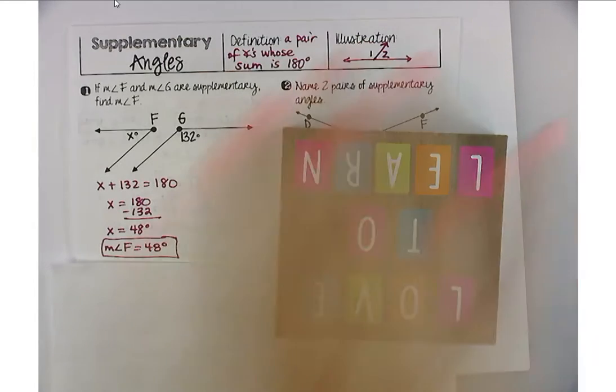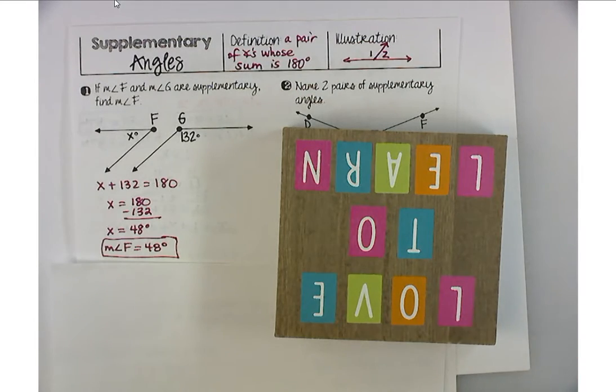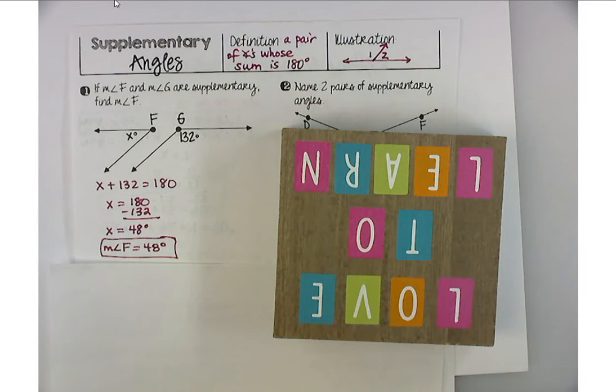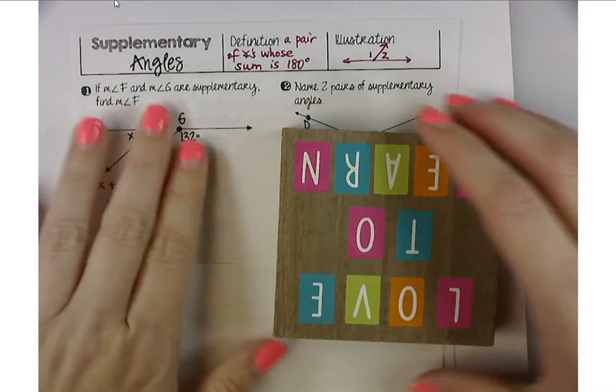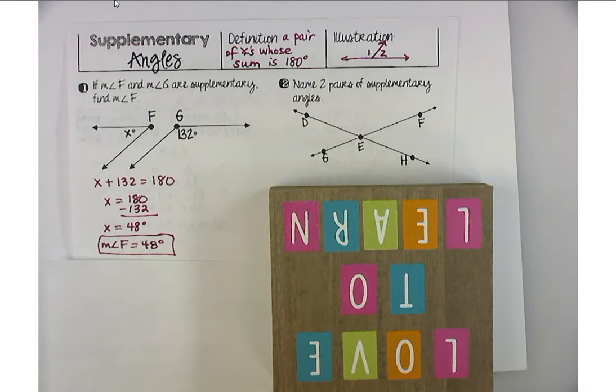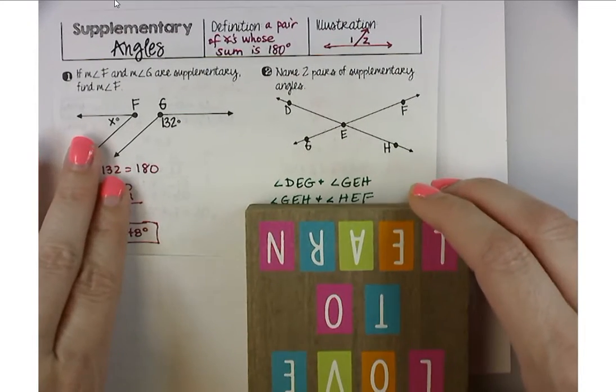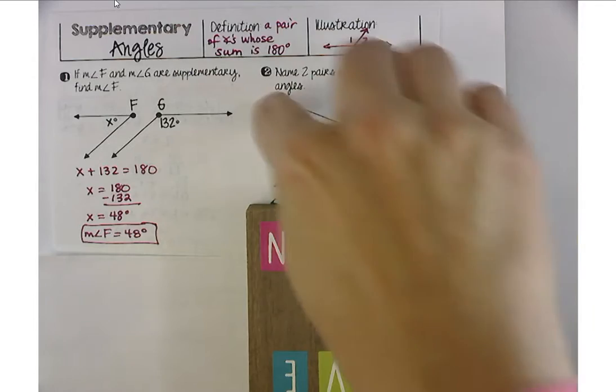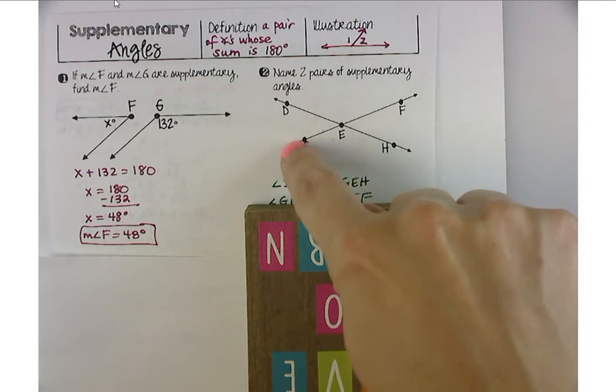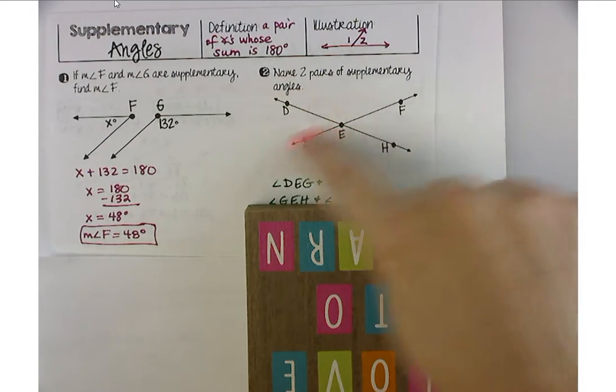The supplementary? Okay, now the 2 pairs of supplementary angles. What you should be thinking about when you're naming them, and sometimes it even helps if you mark them off, but you're looking for something that's right next to each other. So if they're supplementary and they make up a straight line, you know that they're going to equal 180 degrees. So one pair that you could have was DEG. And then think about what angles are next to DEG. There's two of them.